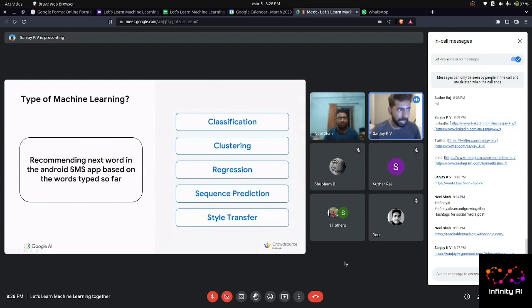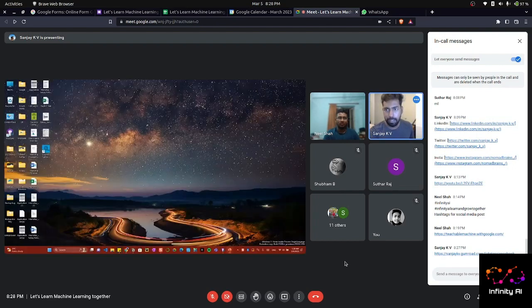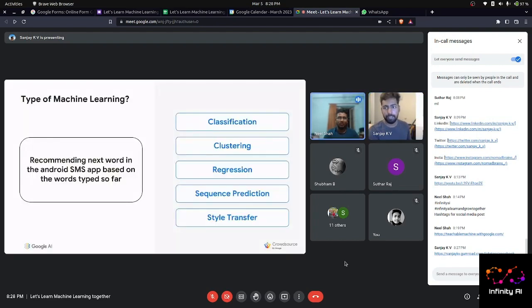Recommending the next word in the Android SMS app based on the words typed so far. Can I know your response? Do you think it's... what do you think?